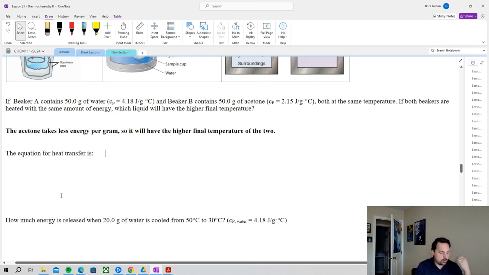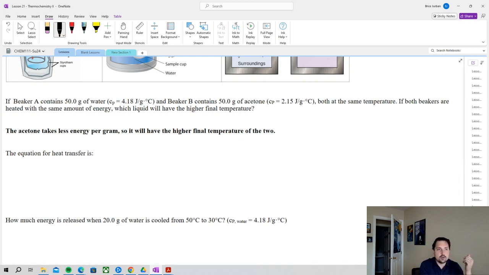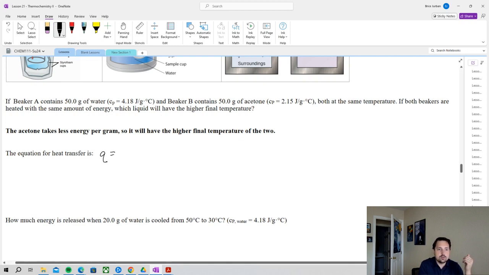know an equation, and the heat transfer equation is Q equals the mass of an object times its specific heat capacity times its change in temperature, or the heat is equal to the moles of that object times its molar heat capacity times the change in temperature.